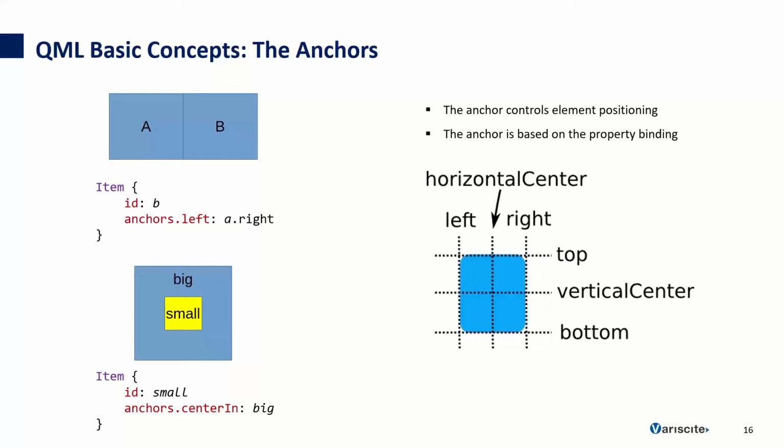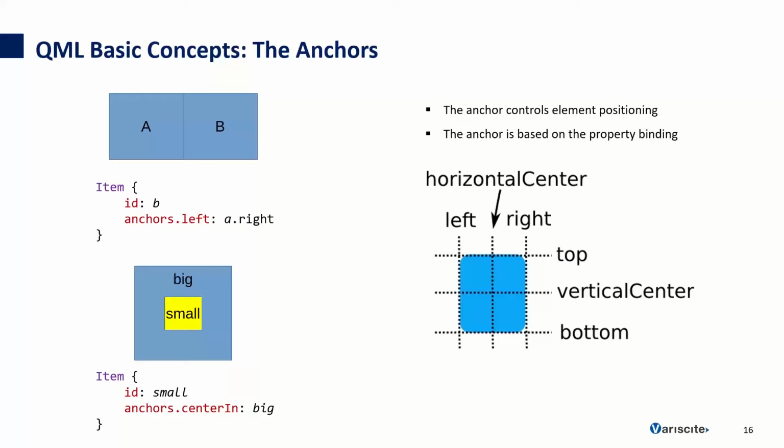In the upper left case, we have two objects, A and B, one beside the other. The description of item B is that the left side of object B is anchored to the right side of object A. This is the way we keep this always true whenever we render the QML, in case of stretching or updates or whatever. This is one of the cases.